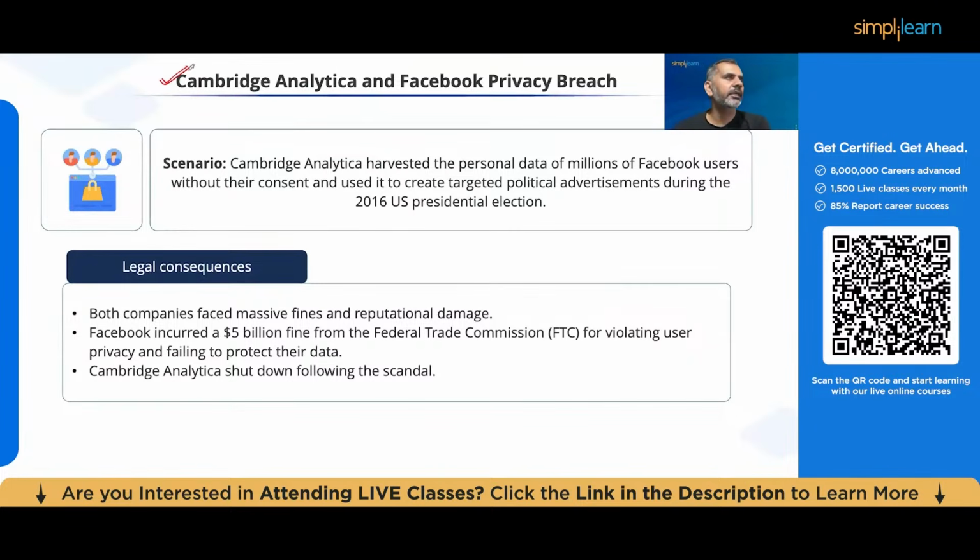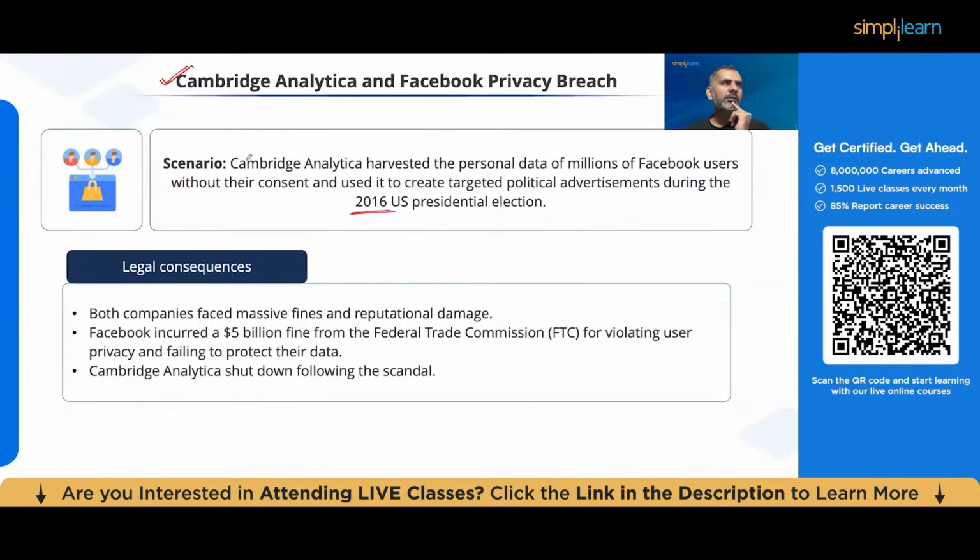Saurabh, what exactly is this? Cambridge Analytica used to be a data organization, and it played a very significant role in the 2016 U.S. election. This election was won by Donald Trump, and Donald Trump hired one of the senior vice presidents from this organization to use data science algorithms to change the mood of the voters.